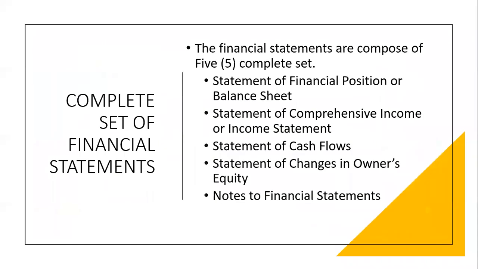So what is the complete set of financial statements? The complete set of financial statements has five. The first one is the statement of financial position or balance sheet. Second is the statement of comprehensive income or income statement. The third one is the statement of cash flows. The fourth one is the statement of changes in owner's equity. And the fifth one is the notes to financial statements.